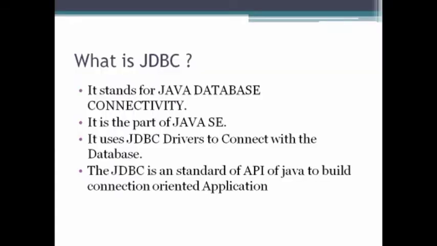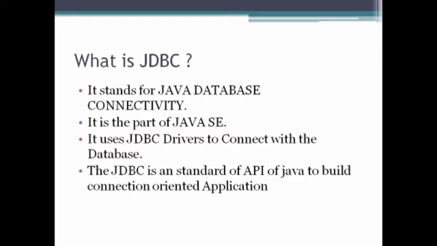So first of all, let's see the introduction of JDBC. What is JDBC? JDBC stands for Java Database Connectivity. Now the meaning of Java Database Connectivity is that if there is an application and if there is a database, and we want them to interact with each other, then we have to use JDBC. So JDBC is basically an API which can be used to interact between front-end applications and the back-end database.